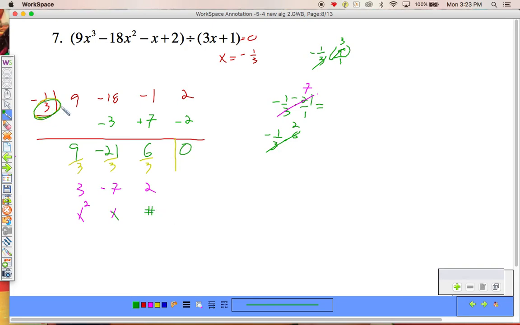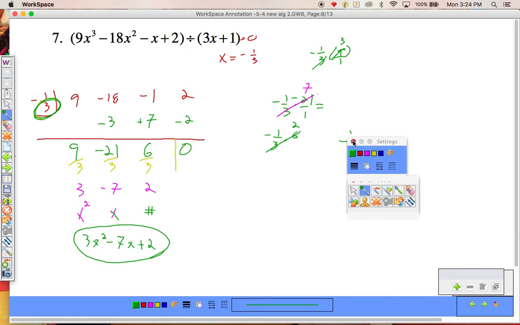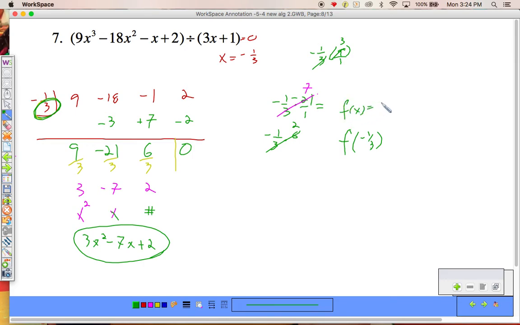All right, when you have a fraction here, you have to divide the denominator into all of those, which is 3x squared minus 7x plus 2. No remainder, so I don't have to write it. And if I did f of negative 1/3, when f of x is 9x to the third minus 18x squared minus x plus 2, if I put a third into here, here, and here and did my math, my answer would be 0 because that's my remainder.